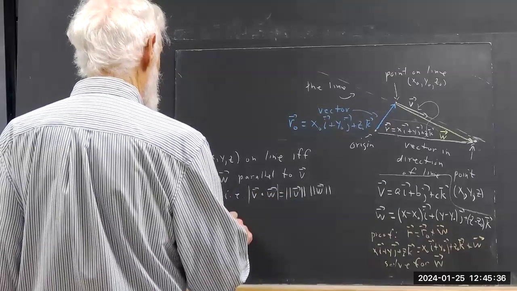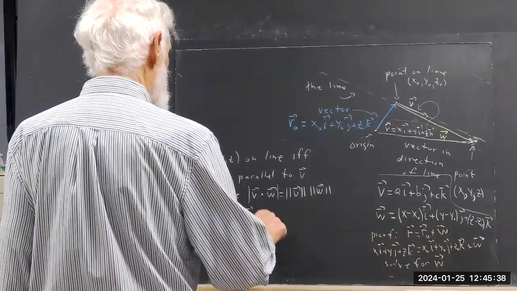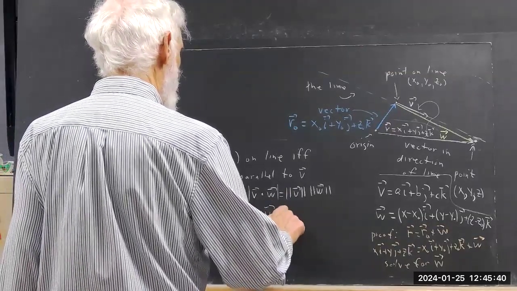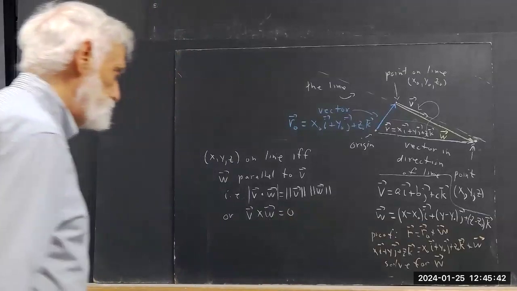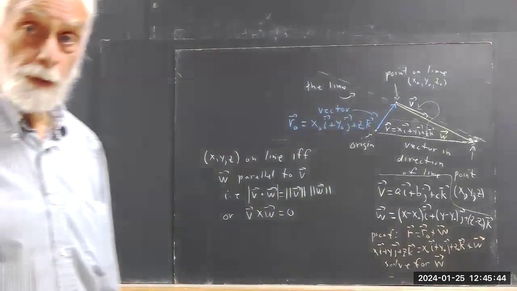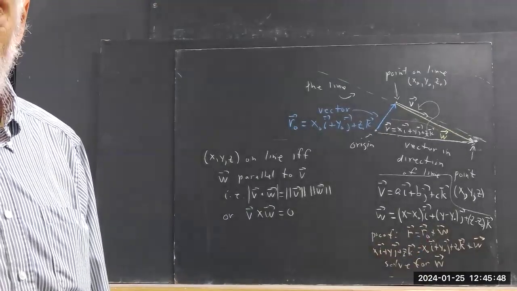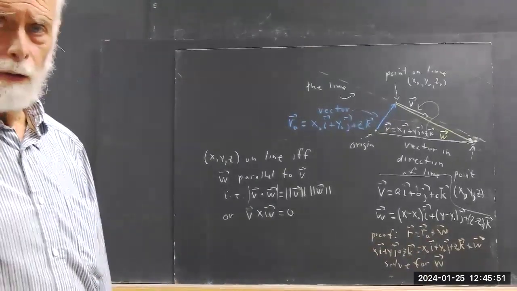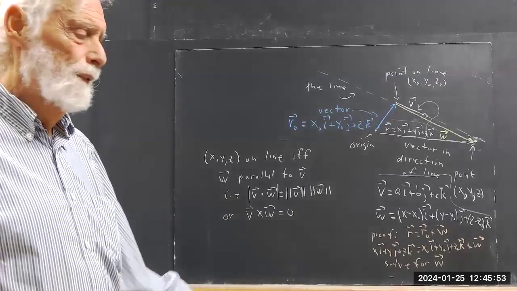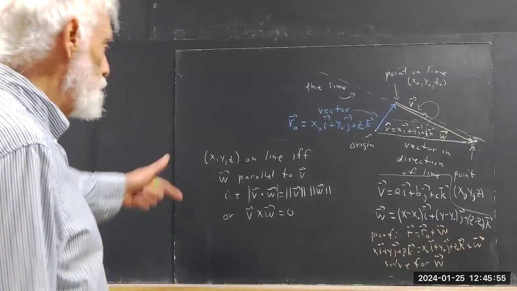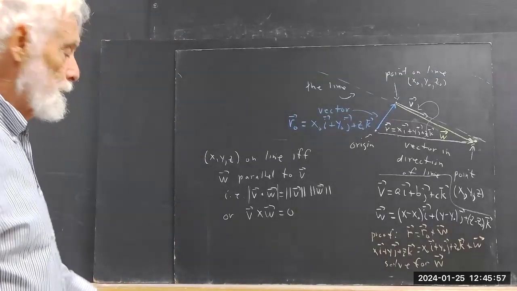Or the cross product B cross W equals 0. You could write that out and get the equation of the line. It's worth actually doing that. It won't take a minute if you know what to do. And if you don't have a clue how to start, well, okay. There it is. Okay.